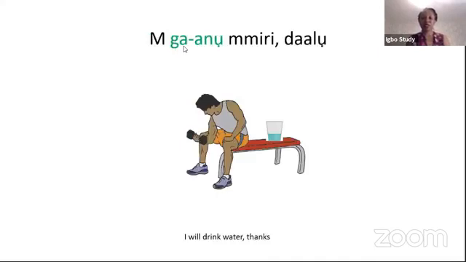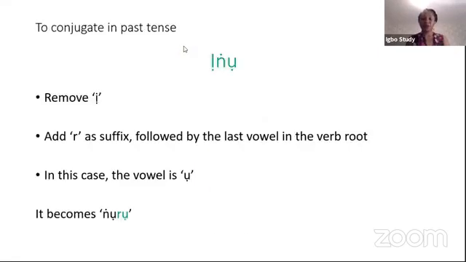And that's the answer. He says, Gango mmiri, daalụ. I will drink water, thanks. Gango mmiri, daalụ. So that's still future. I will drink water, right? Okay. Moving on, this is the past tense.